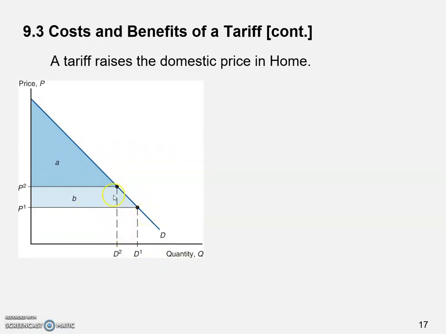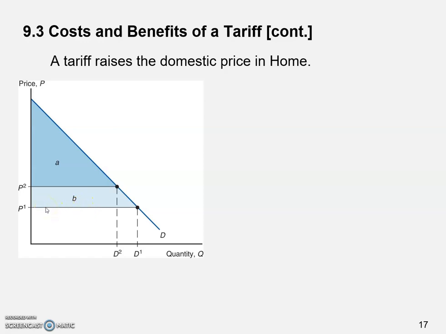Again, when the price used to be P1 without the tariff, we find that the consumer surplus in home would be this big triangle from P1 all the way to the highest price, and then down to this point. This big triangle equals A plus B. A is this small triangle up there, and B is this one right here.